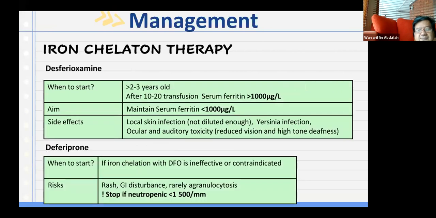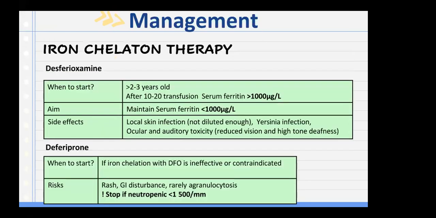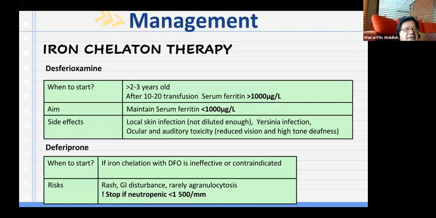Okay, ada lagi? Okay. Berapa slide lagi? Banyak lagi? Sikit lagi. Sikit tu berapa? Setengah, banyak? Around 5 slides.